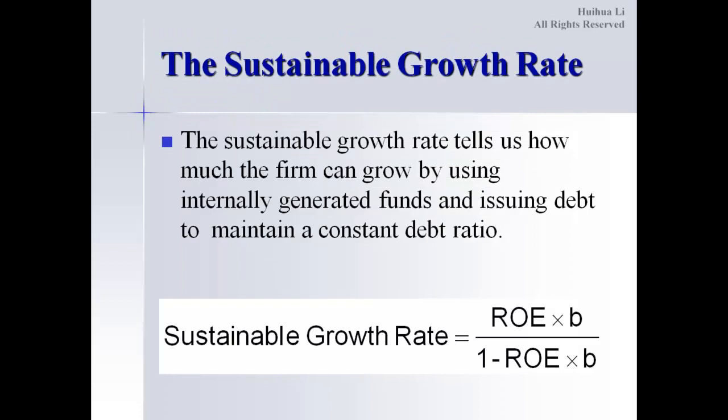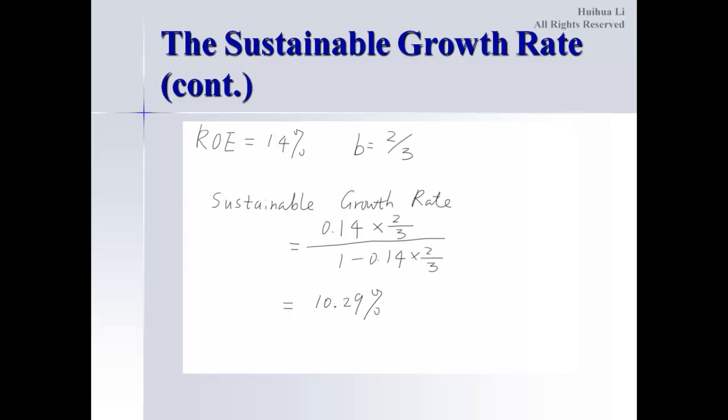The sustainable growth rate tells us how much the firm can grow by using internally generated funds and issuing debt to maintain a constant debt ratio. In this case, the firm uses additions to retained earnings as well as borrowed money to fund its growth, though its debt ratio is constant over time. Students are required to know the definition and simple calculations. This slide gives a simple example of sustainable growth rate. Please pause and calculate it and check your answers with mine.